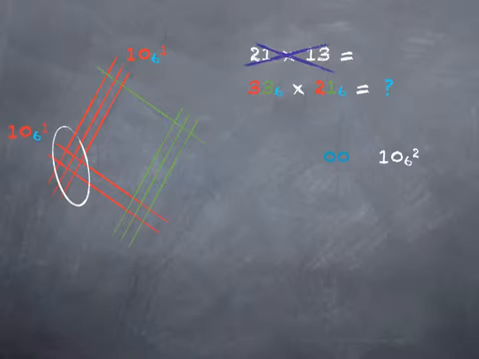So now I count out my intersections, remembering that I'm counting in base 6. So that's 1, 2, 3, 4, 5, 1 0. So I have 1 0 groups of 10 squared.